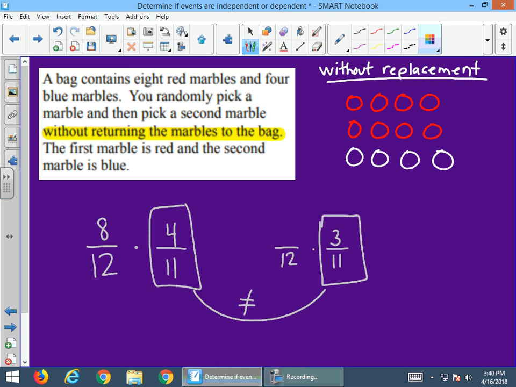But if I draw a blue one, then my probability is going to be 3 out of 11. So this is a situation where my two events are dependent. An easy way to find that is when I see things that are without replacement, it is nearly always going to be dependent events. Without replacement will be dependent events. If I find it is with replacement, which we're about to see, you're going to get your independent events.